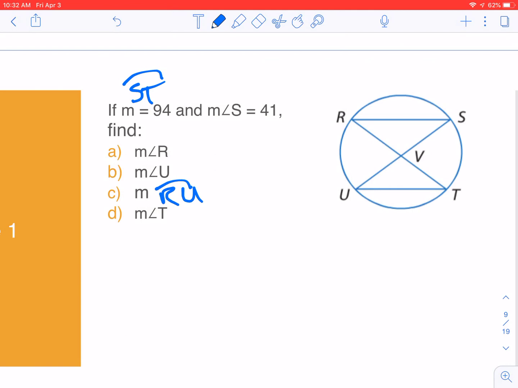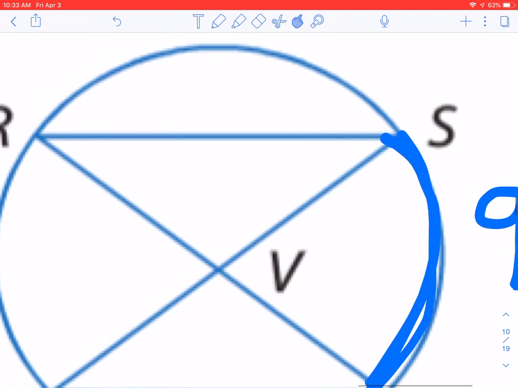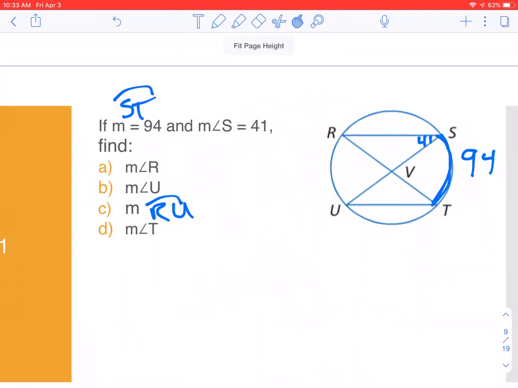So we know that ST is 94. We know that the measure of angle S, I'm going to zoom in here, is 41. I'm going to write that right there. Okay, let's find the measure of angle R. I'm going to change my color here.